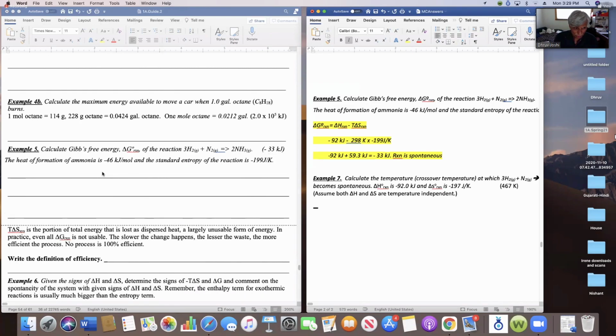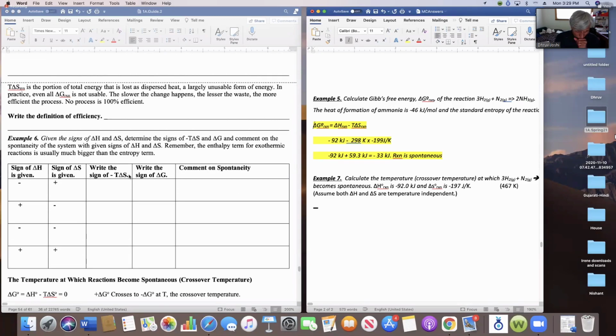Okay, go back over here. Now, this is an interesting example. It's a good example that can come up in multiple choice questions or otherwise. Given the signs of delta H and delta S, determine the sign of T delta S and delta G, and comment on the spontaneity of the system with the given signs of delta H and delta S.